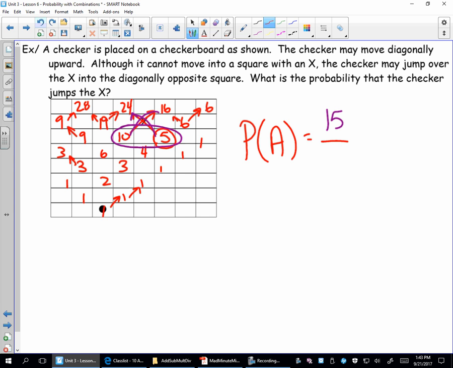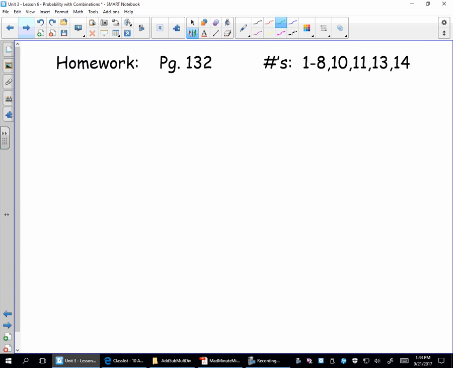How many paths to the top do we have altogether? Well, if I add up these, I end up with 74 different paths to the top. So what's the likelihood I jumped over the X? 15 out of 74. All right, that takes us to the end of the unit.